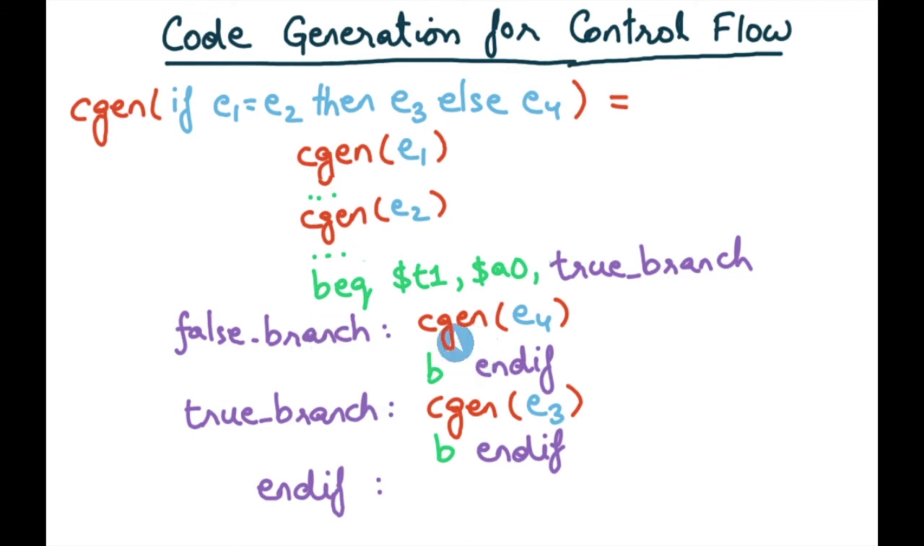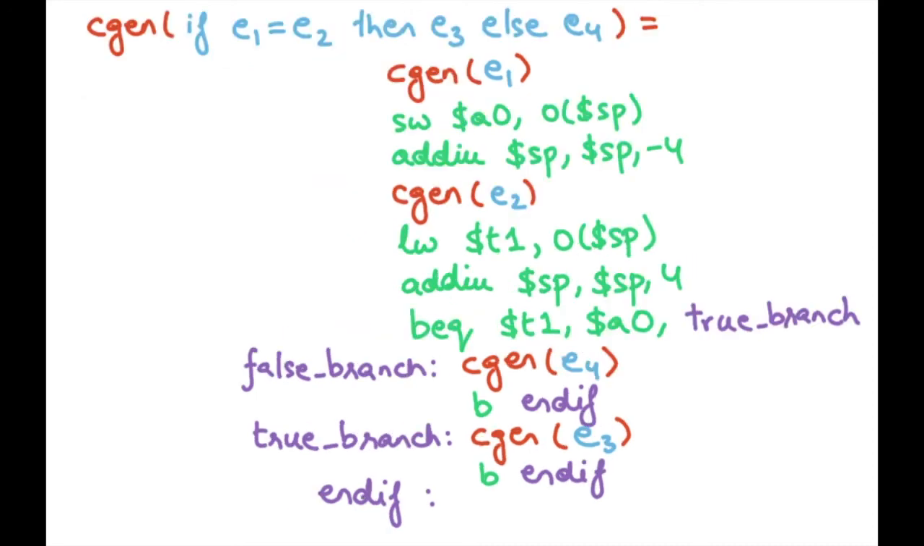Inside the false branch, I'm going to generate the code generated by cgen of E4. Inside the true branch, I'm going to generate the code generated by cgen of E3. So whatever code is required to compute E4 will appear here, and whatever code is required to compute E3 will appear here.